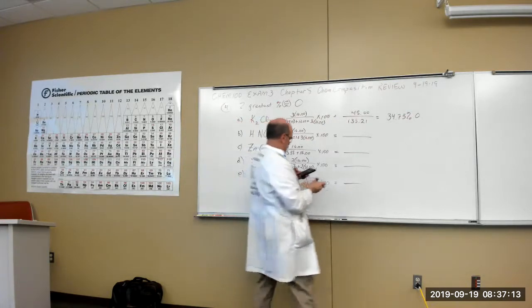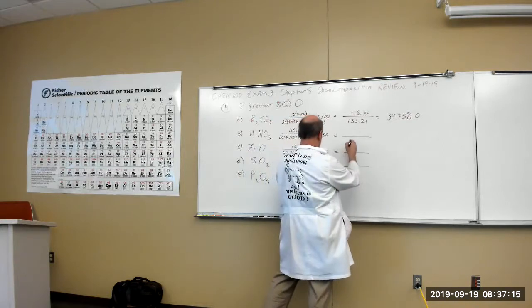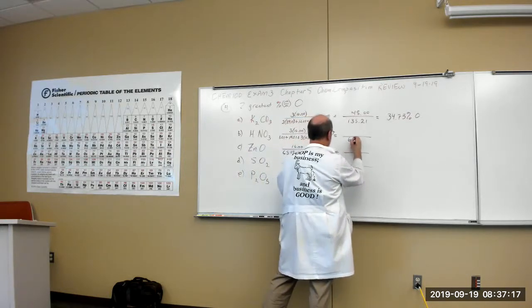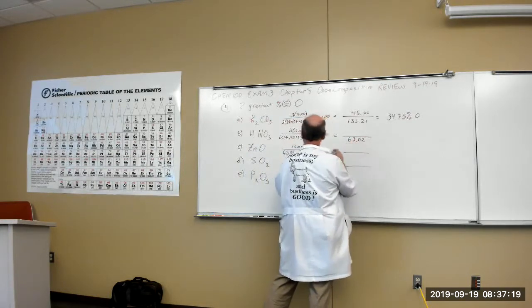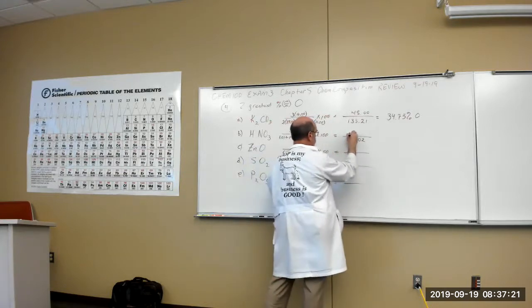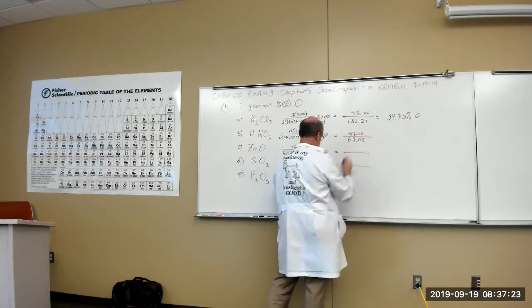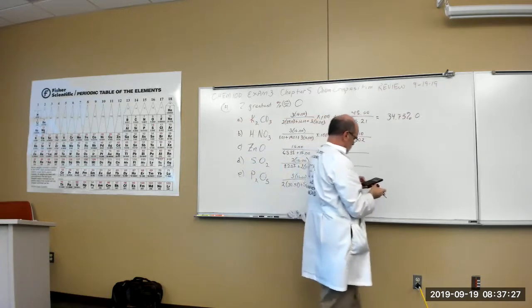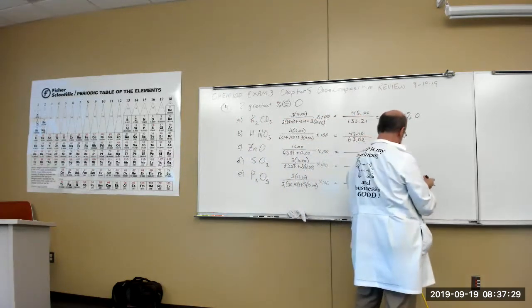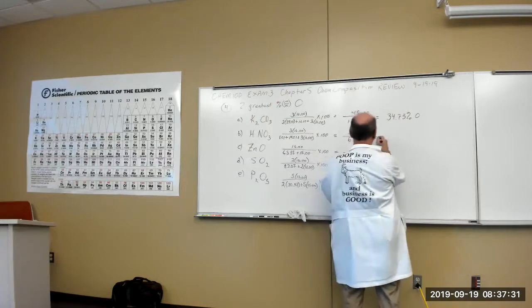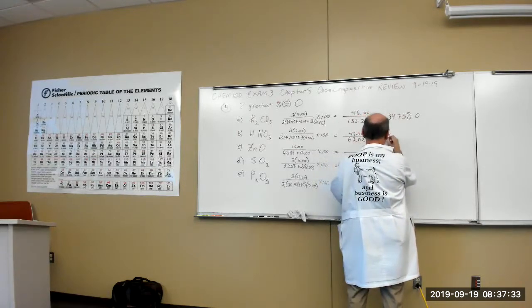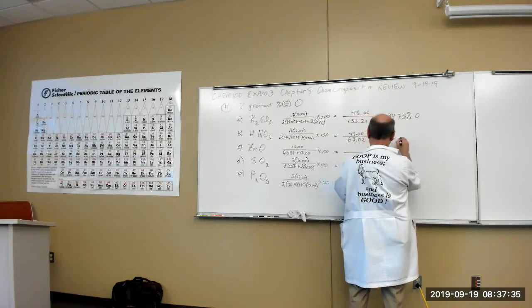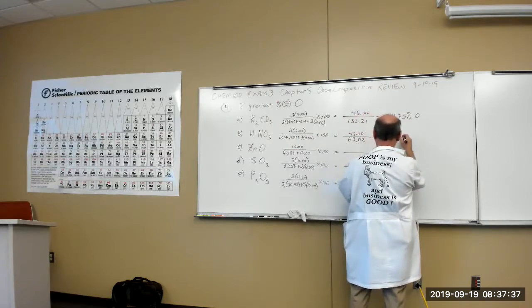So this one has 63.02 on the bottom. And 48 on the top again for the oxygen. So that's 76.2, 1.7%.